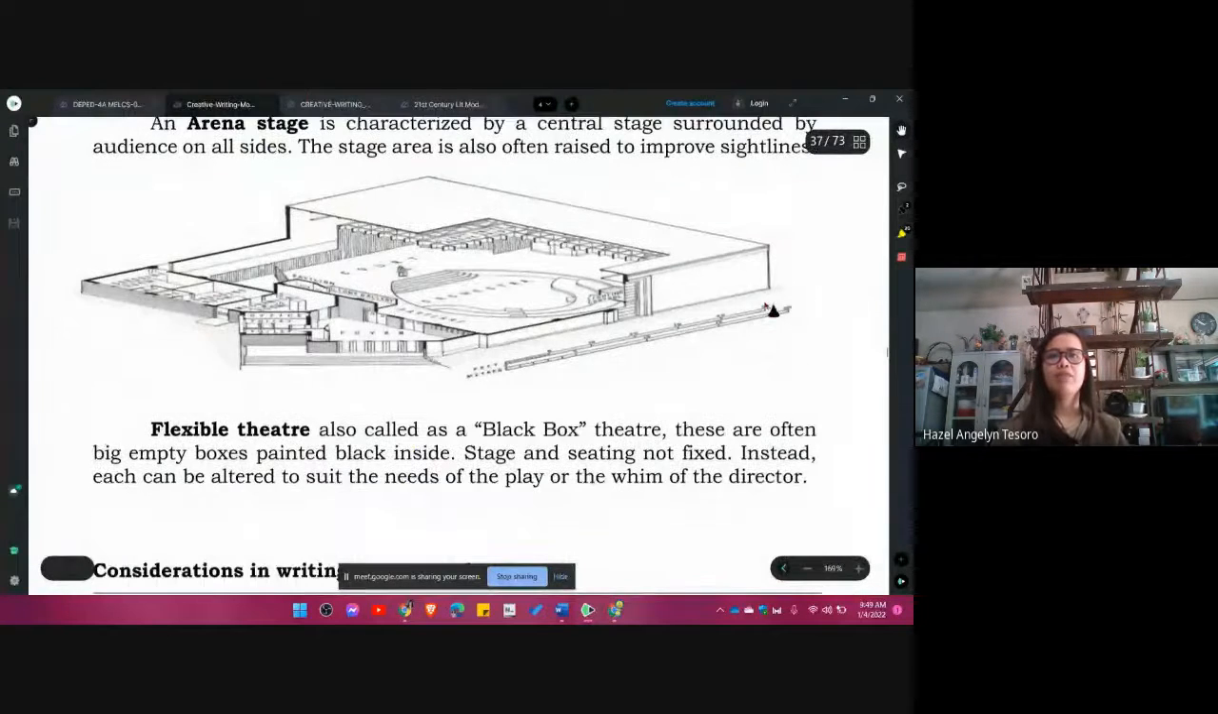Next up, we have the flexible theater. A flexible theater, also called a black box theater. These are often big empty boxes painted black inside. Stage and seating not fixed. Instead, each can be altered to suit the needs of the play or whim of the director.